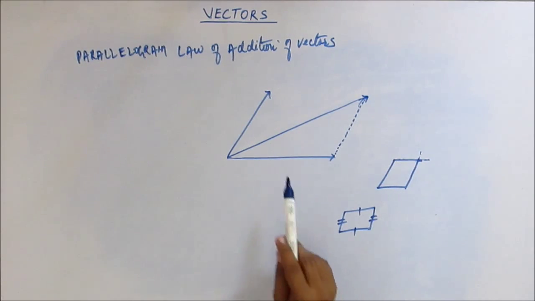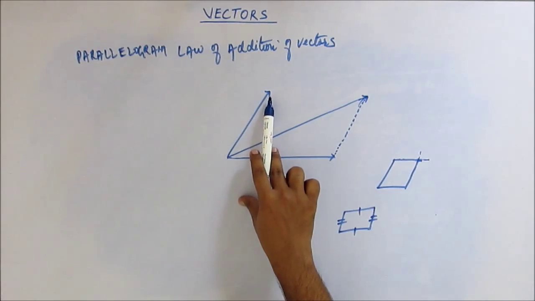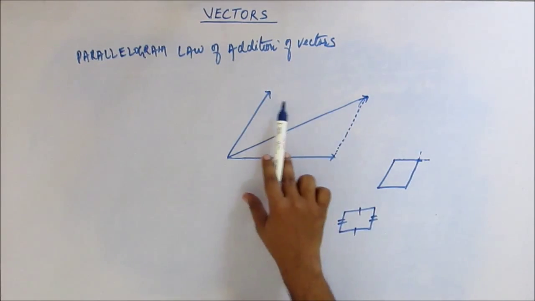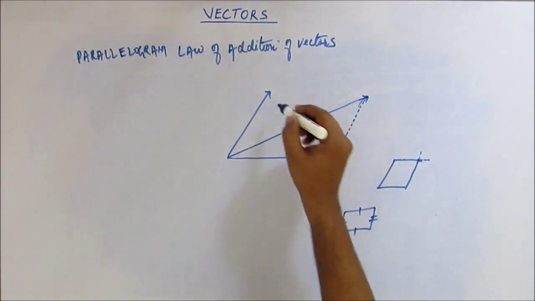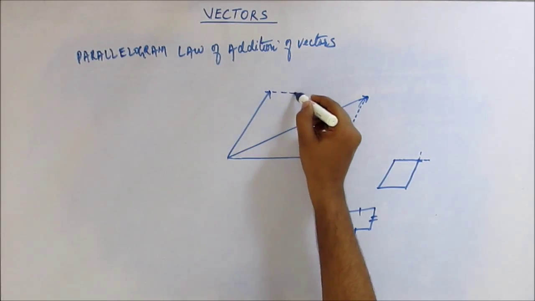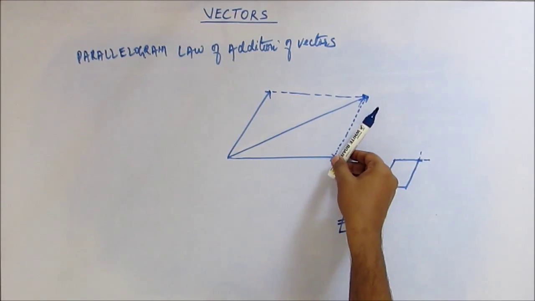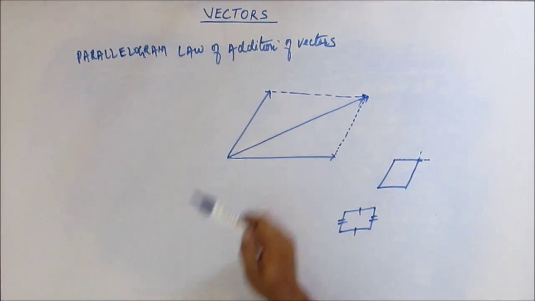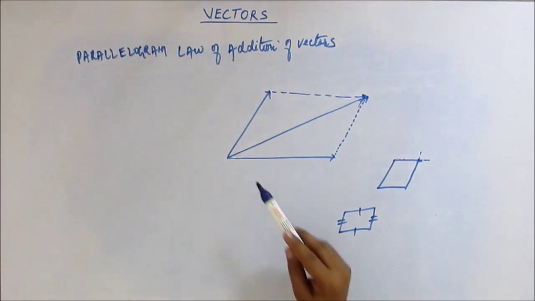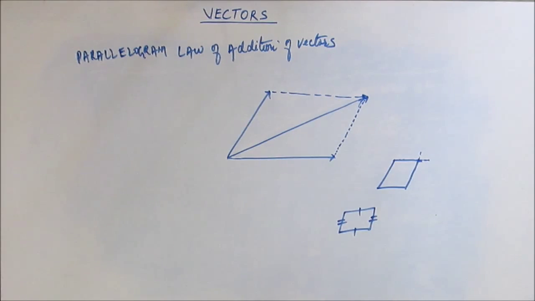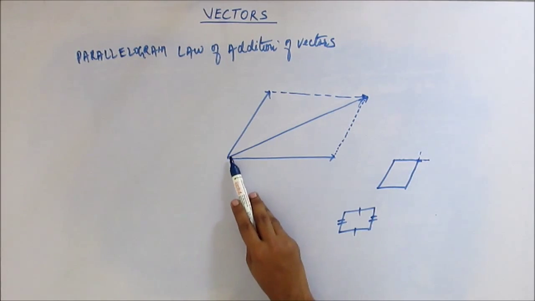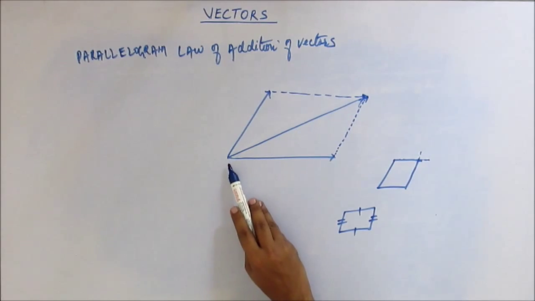So all we have to do is, from the head of one of the vectors, draw a vector parallel to the other vector. The same thing we can do here. If we do that, and this we have already drawn, so this becomes a parallelogram, and the resultant vector would be one of the diagonals of the parallelogram with the tail common to the tail of the other two vectors.